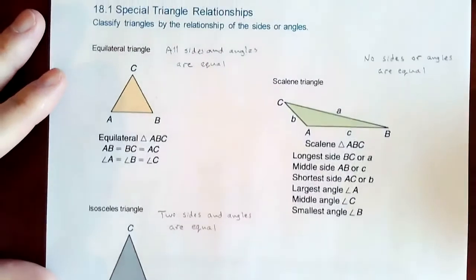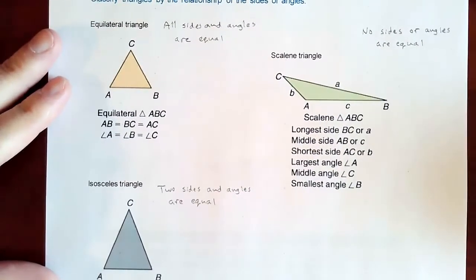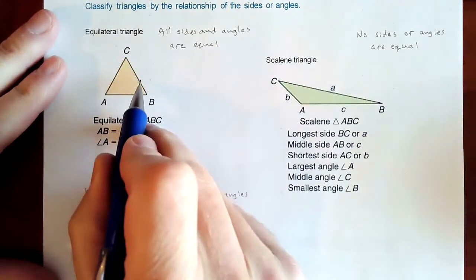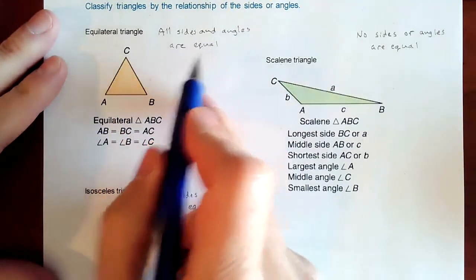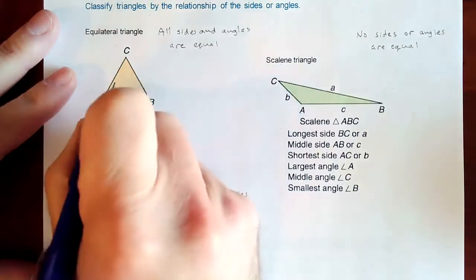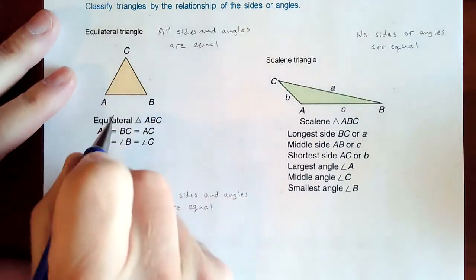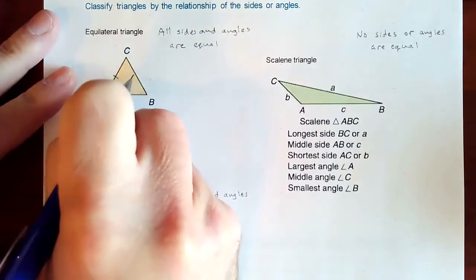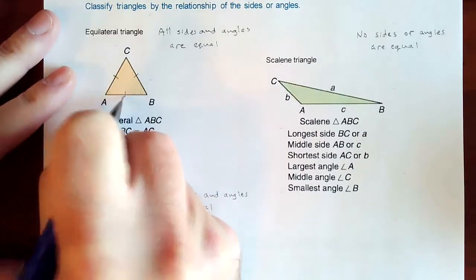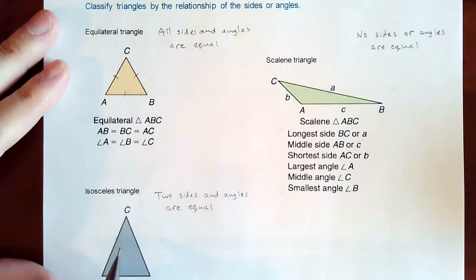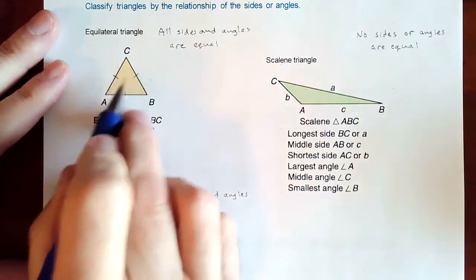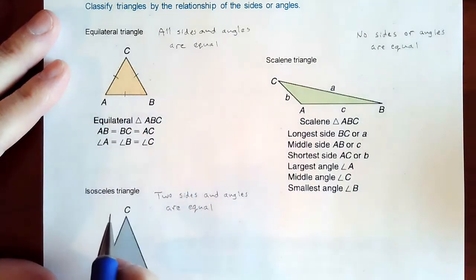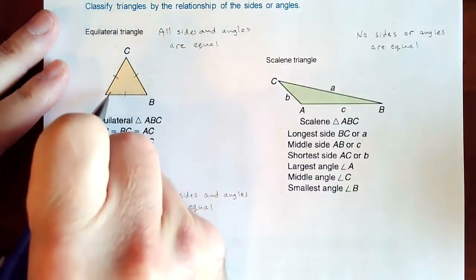So first triangle we have is an equilateral triangle. An equilateral triangle is a triangle that has all the sides and all the angles equal. So I marked the picture up to help my cause on this one. When you put the little dash marks on it, that represents that the sides are the same. So the length of that's the same as the length of that, which is the same as the length of that. And then all the angles are the same as well.